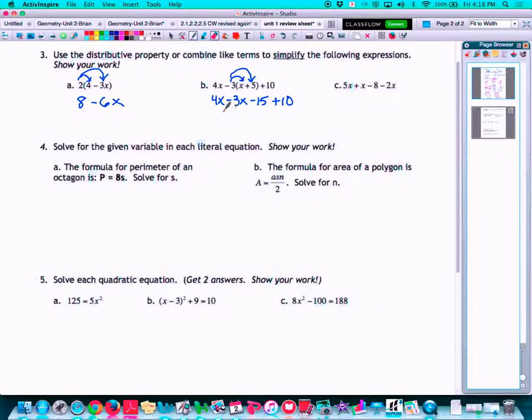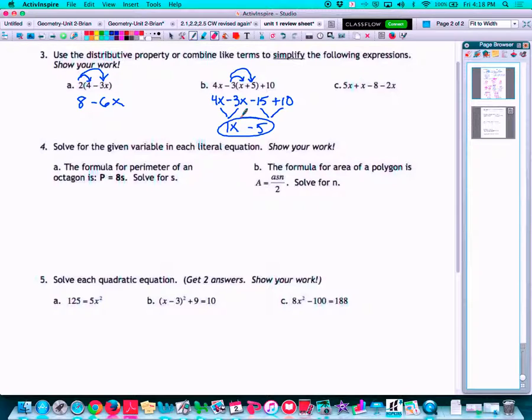Now let's combine like terms. Our two x terms go together to a positive 1x. And our two constants go together. Negative 15 plus 10 is a minus 5. So x minus 5 or 1x minus 5 would be the simplified expression.